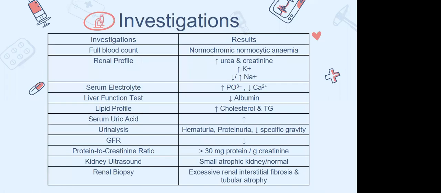The imaging that we can order is a kidney ultrasound to look for the morphology of the kidney, maybe a small atrophic kidney or normal. And the last one, maybe a renal biopsy, and the result may show excessive renal interstitial fibrosis or tubular atrophy. So all of these investigations also depend on the etiology of the chronic kidney disease.